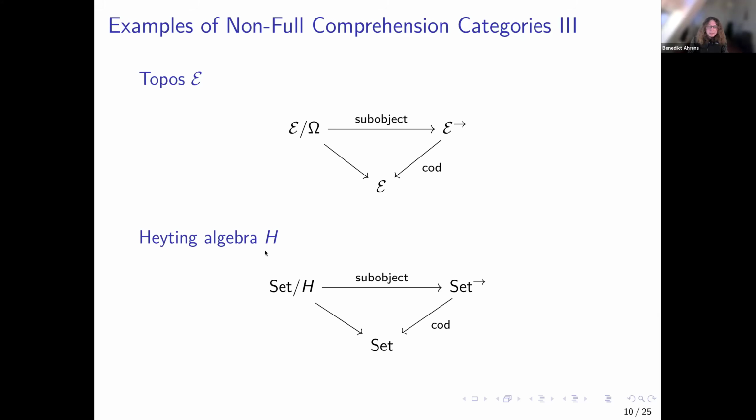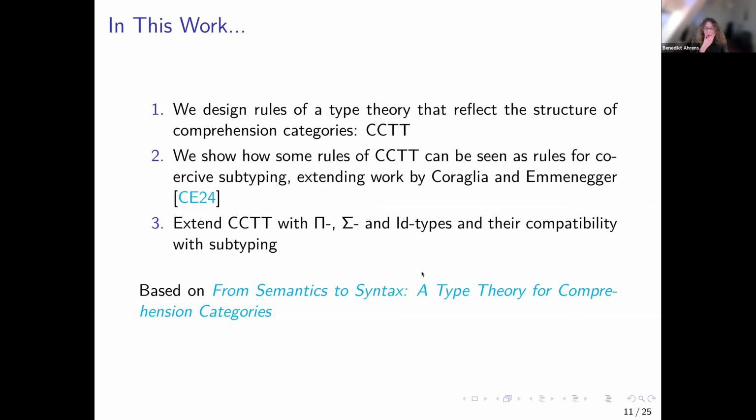This is an example in a very similar style. If H is a Heyting algebra, then we can build this comprehension category again with the comprehension functor being the functor that maps a morphism into H into the subobject classified by that morphism. Okay. So I hope I have convinced you that there is a reason for looking at not necessarily full comprehension categories.